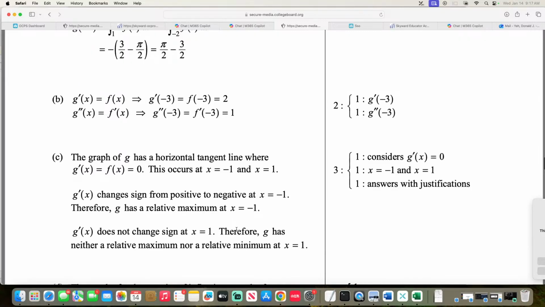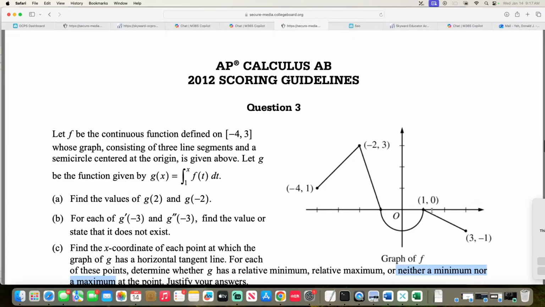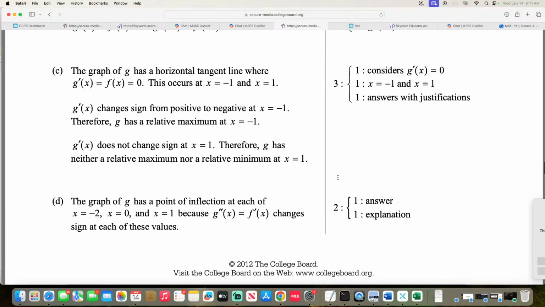And x equal to 1 is neither a maximum nor a minimum. It doesn't have to be a maximum or minimum because it never crosses the x-axis. If it crossed, it would be a minimum. But it did not cross, so it's not a maximum or minimum. So it's neither. The points of inflection are -2, 0, and 1, because you know f prime of x is changing sign at each value.